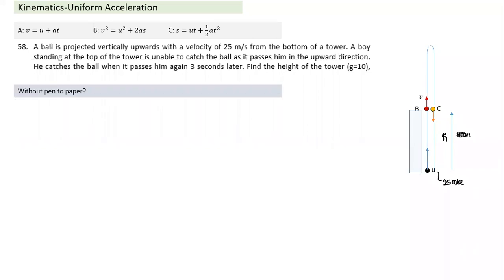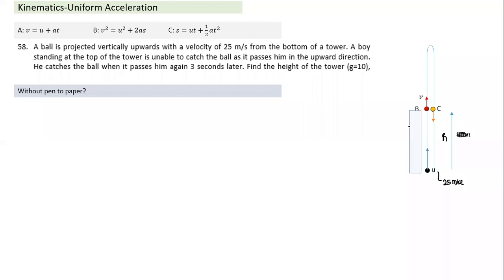So can we solve this question without pen and paper? We can solve this question in a lengthy way, but can you tell me how to solve this question without putting pen to paper? It's such a simple question. Can anyone tell me what is the speed V here, based on the information given, without any calculation? G is equal to 10. What is speed V here?